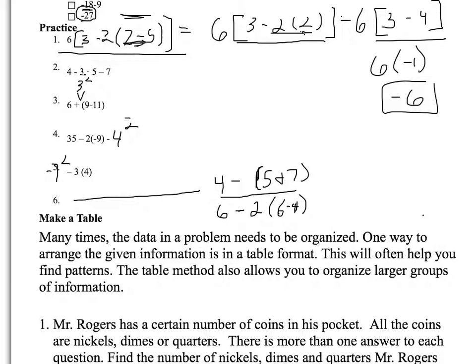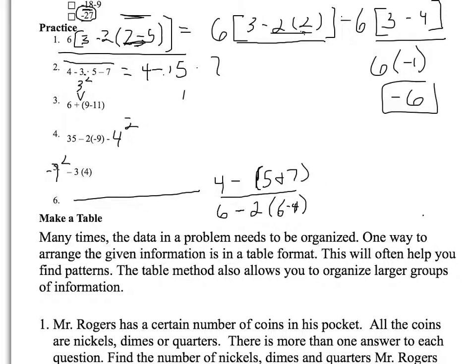Now, if we look at the second practice problem, we have 4 minus 3 times 5 minus 7. So we have subtraction and multiplication. Well, multiplication comes before subtraction in the order of operations, so that's what we're going to do first. We carry this 4 over. Now, the multiplication is negative 3 times 5, that's going to be negative 15. And then we have our negative 7.